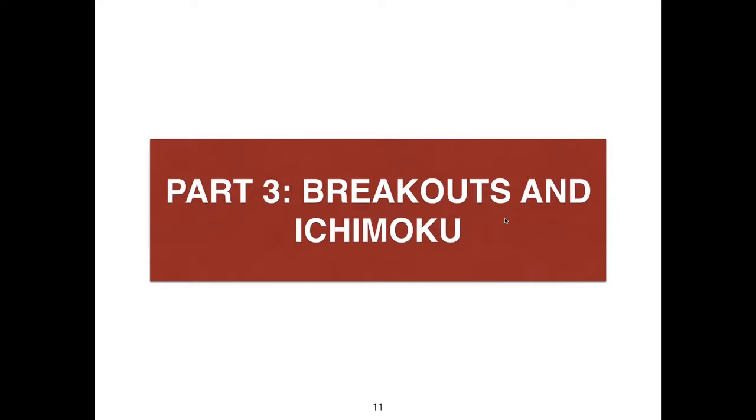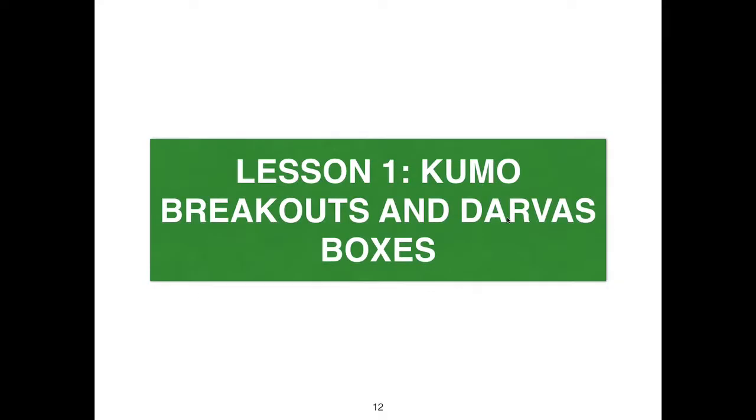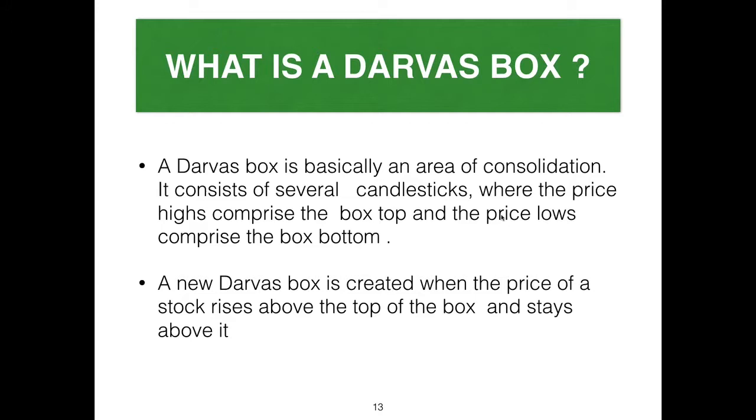So let's talk about part 3, breakouts and Ichimoku. Lesson 1, Kumo breakouts and Darvas boxes. So let's review a little about the Darvas box. What is a Darvas box? It is an area of consolidation. It consists of several candlesticks where the price highs comprise the box top and the price lows comprise the box bottom.